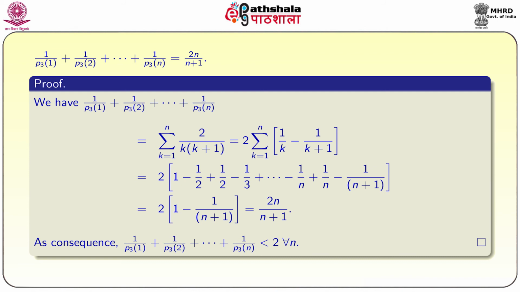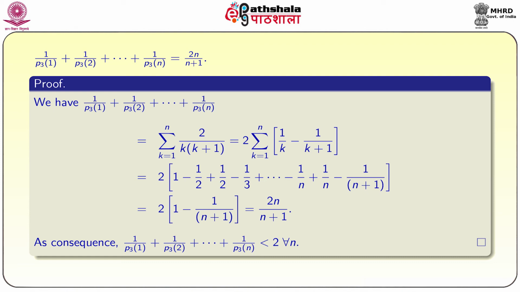So, we end up with 2n by n plus 1. That means the sum of the reciprocals of the first n triangular numbers is 2n by n plus 1. That means, if I take an infinite series where each term is the reciprocal of a triangular number, then the nth partial sum value is equal to 2n by n plus 1.